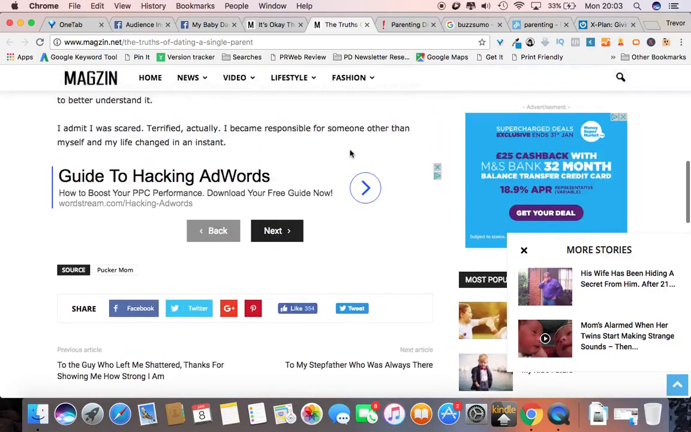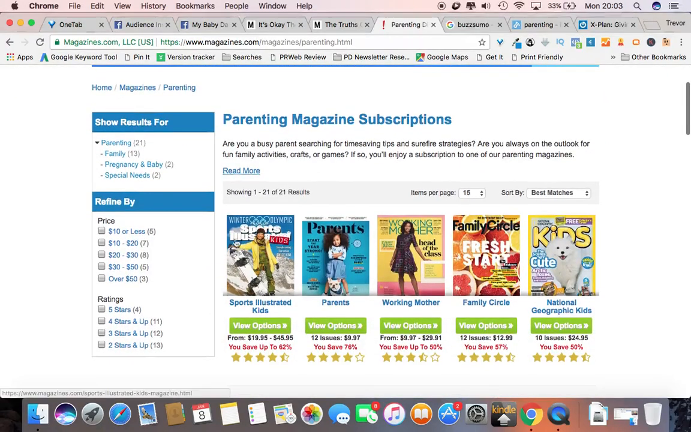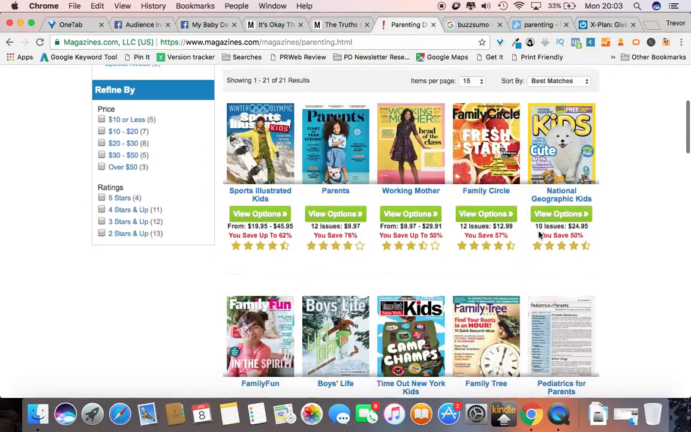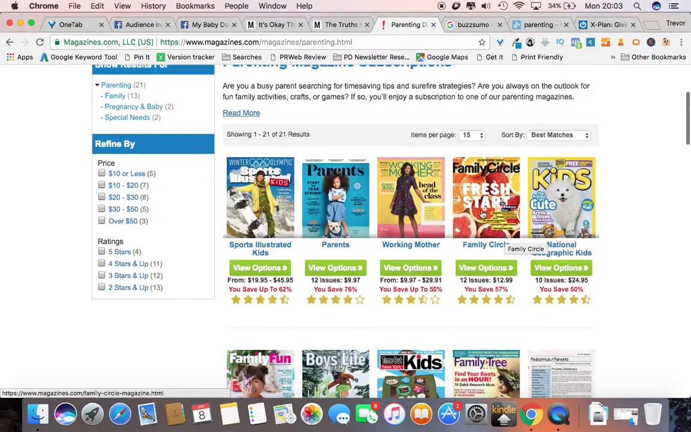Another thing that you can do is I just went to magazines.com and typed in the keyword parent, and then you get all these magazines. Now, this isn't obviously necessarily single moms, but no, I'm working mother.